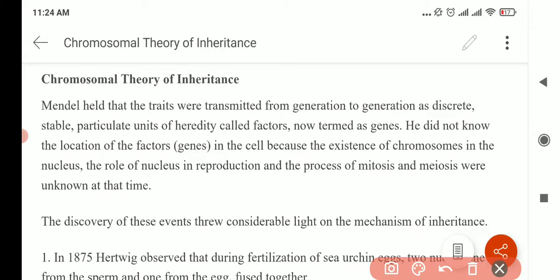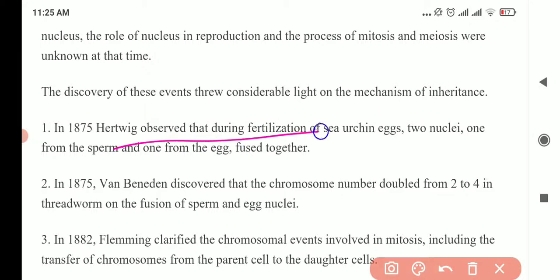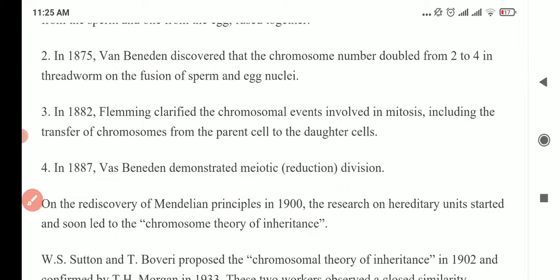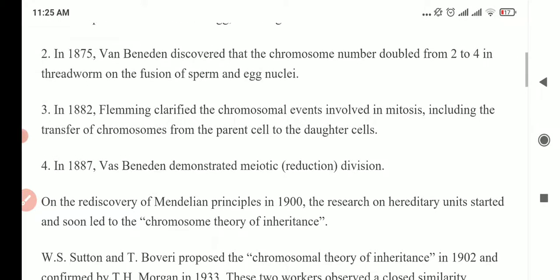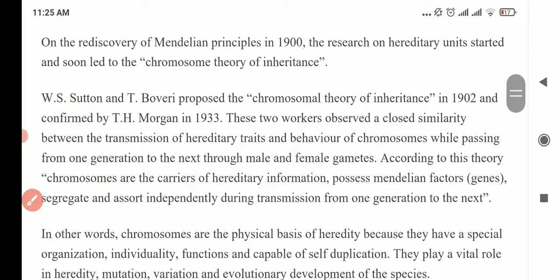So let's continue again in the syllabus. What's written here? The discovery of Mendelian inheritance shed light on the mechanism of inheritance. So this is the history. Hertwig discovered that during fertilization, two nuclei fused together. Then another scientist saw that chromosomes doubled on the fusion. So these are the history. They keep on discovering. Okay, so let's go down.